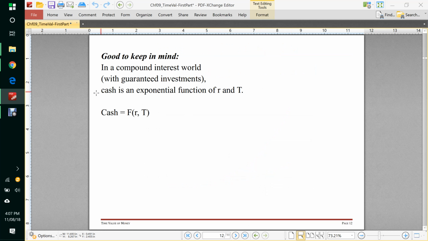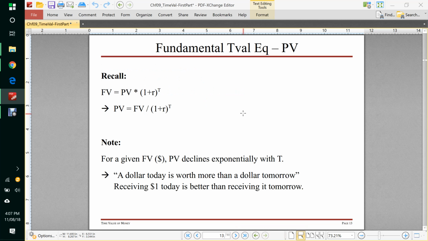Okay, so this is just a reminder here that in a compound interest world, cash is an exponential function of our interest rate and time. All right, so what I'd like to spend a little bit of time on right now is sort of beating to death this fundamental time value equation. And what I mean by that is let's just solve it for everything we can. Let's just go back to high school algebra and move around some terms and solve for different things.